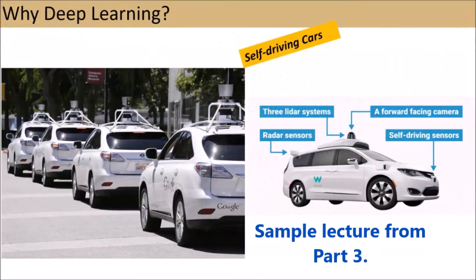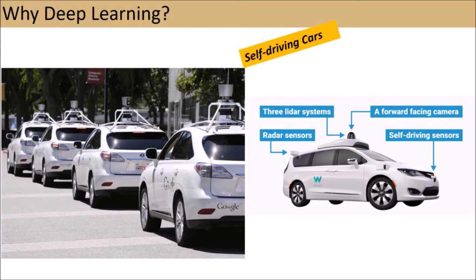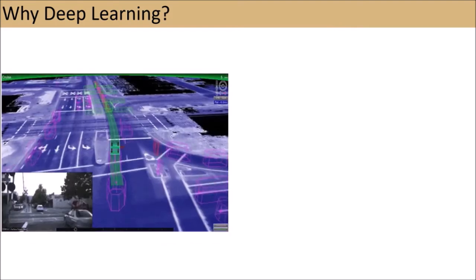So let's talk about why we learn deep learning. Deep learning has a wide application recently. So for example, self-driving cars have different sensors as well as cameras. So using deep learning, we can fuse this information together and then do the computer vision.